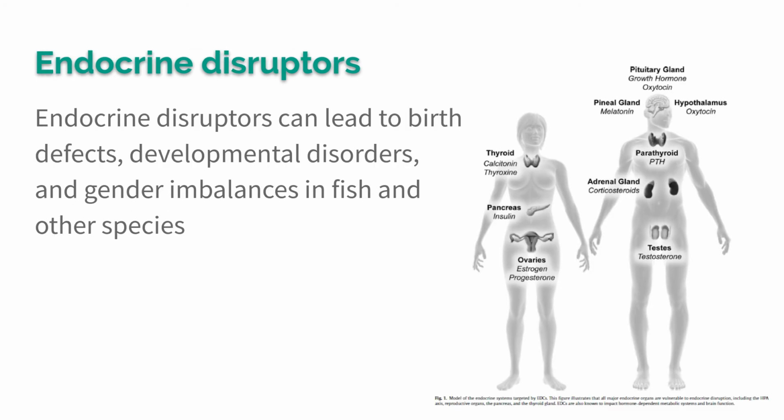So because endocrine disruptors work on the hormones of your body, if it's disrupting hormones, it's disrupting anything that the hormones do. So this can cause birth defects, developmental disorders. We've seen gender imbalances in fish and other species. So it's pretty scary stuff, honestly. And again, it's kind of hard to know exactly the full range of some of these products, if they accumulate in the environment or if they have long-term effects and things like that.